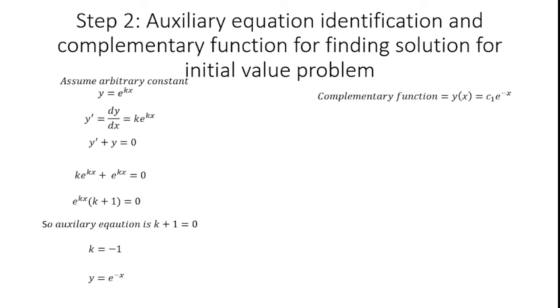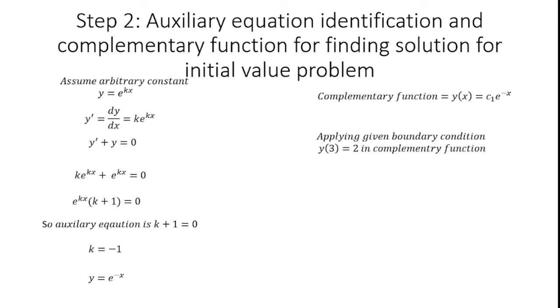What is the complementary function? Here also you assume the complementary function y of x is equal to c1 into e power minus x. Already we know e power minus x is the solution from the auxiliary equation. So here I consider c1 and y of x with respect to the given boundary condition. Let's see what we can do in the next step. Yes, applying the given boundary condition y of 3 is equal to 2 in the complementary function.